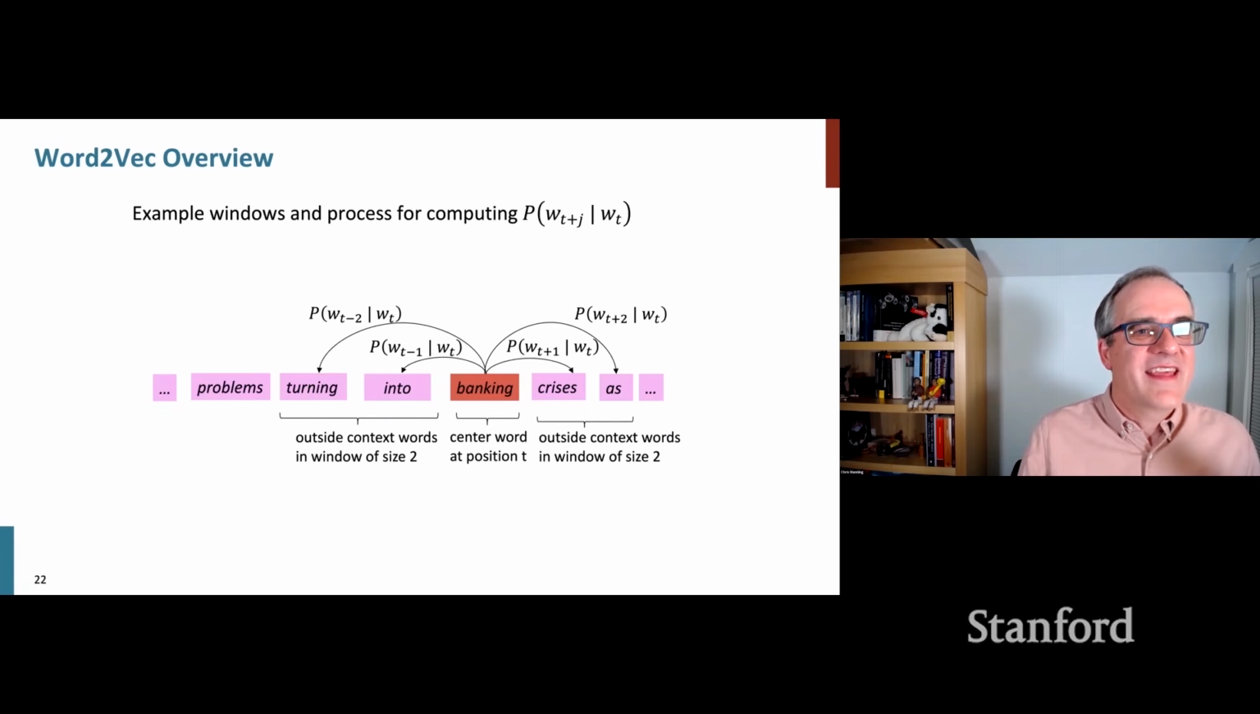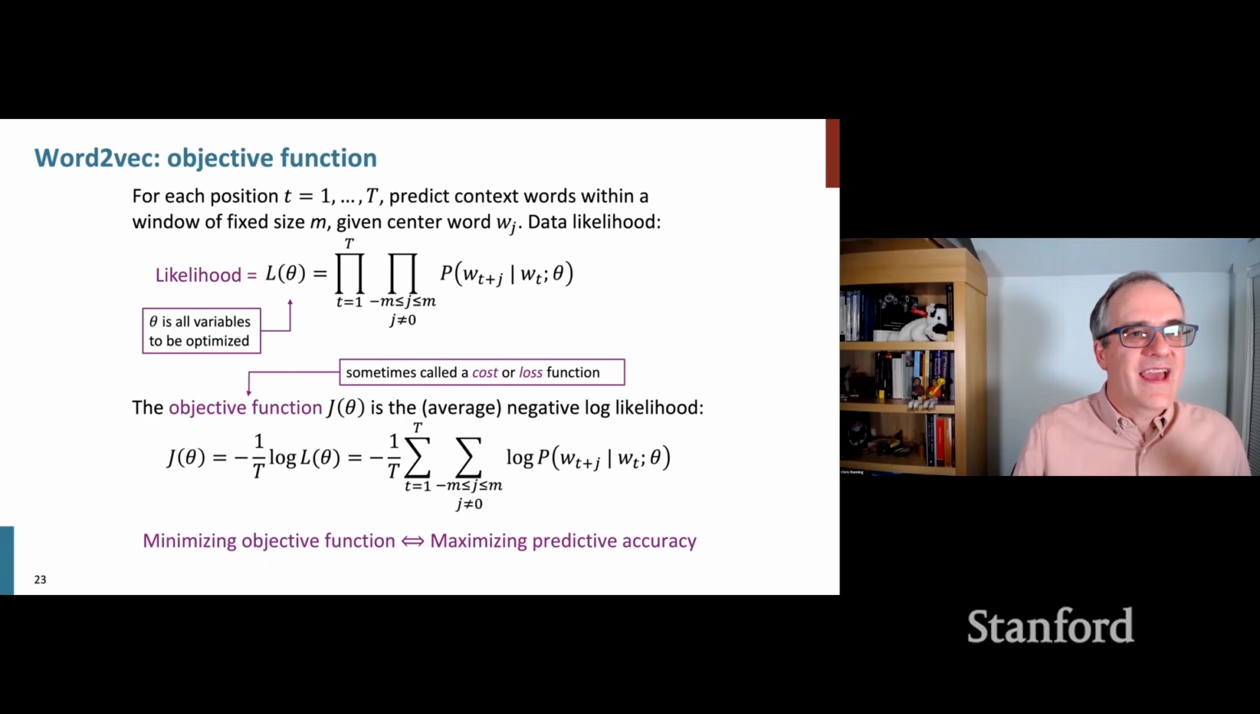So the big question then is, well, what are we doing for working out the probability of a word occurring in the context of the center word? And so that's the central part of what we develop as the word2vec objective. So this is the overall model that we want to use. So for each position in our corpus, our body of text, we want to predict context words within a window of fixed size m given the center word w_j. And we want to become good at doing that.